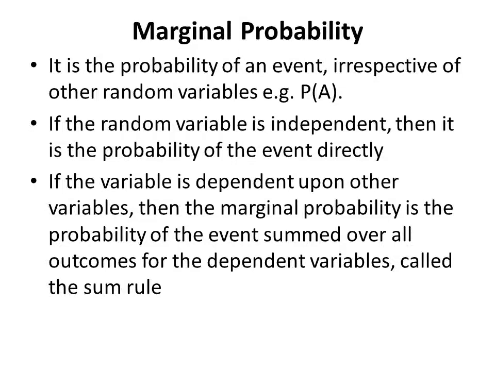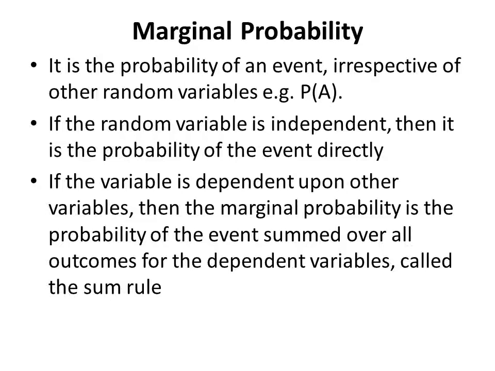What is marginal probability? It is the probability of an event irrespective of other random variables. So, irrespective of other random variables, it is the probability of a particular event. For example, P of A, where A is the event. If the random variable is independent, then it is the probability of the event directly.